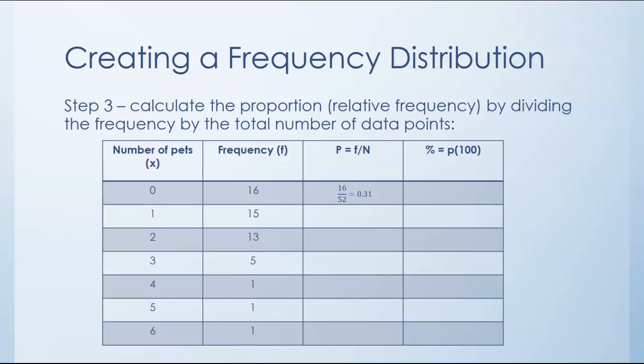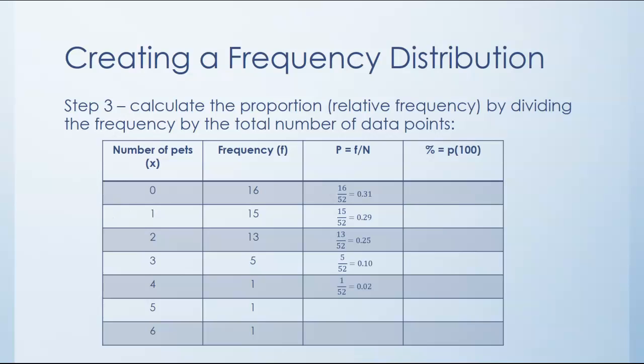Now if we want to look at the proportion for the number of households with just 1 pet, that would be 15 out of 52. Notice that my denominator is not changing because I'm still talking about 52 households. So that would be 0.29. 13 out of 52 would give us 0.25. 5 out of 52 would give us 0.10. Notice that I am doing 2 decimal places on each one of these, even when technically I don't need it, because I could do 0.1. It's the same thing as 0.10. It just makes it easier when we do our next step.